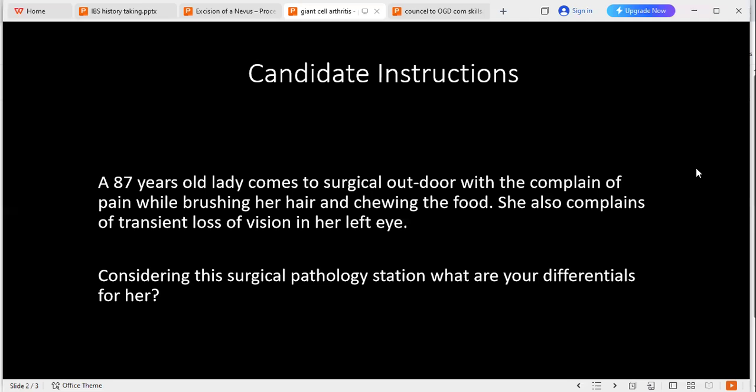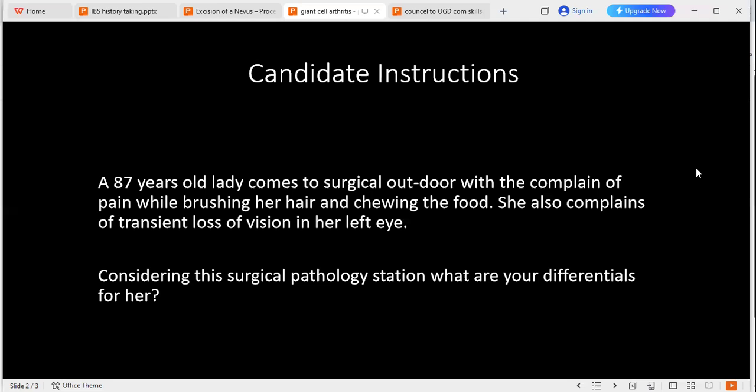Yes, which are mostly the branches of the ECA. No superficial abbreviation in exams. So ECA stands for external carotid artery.